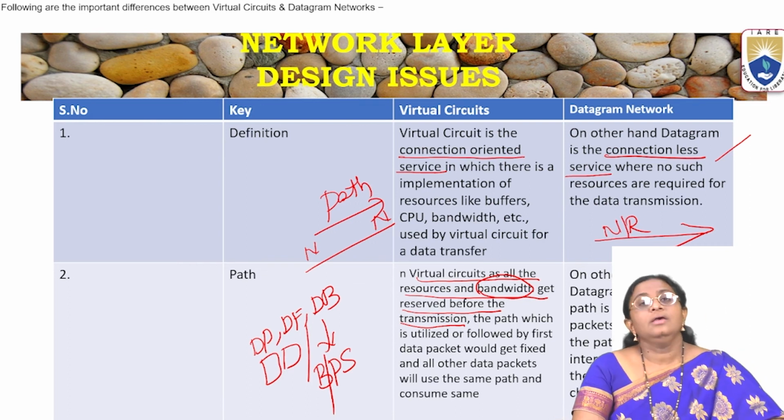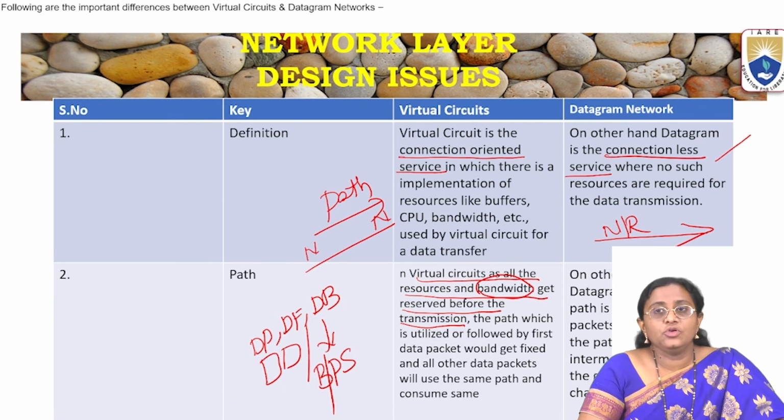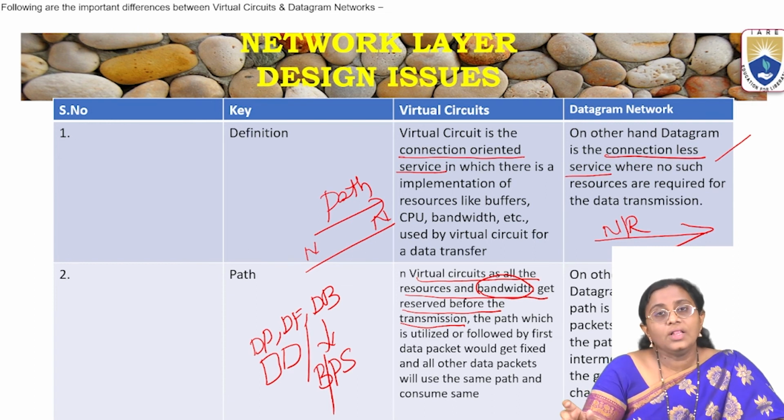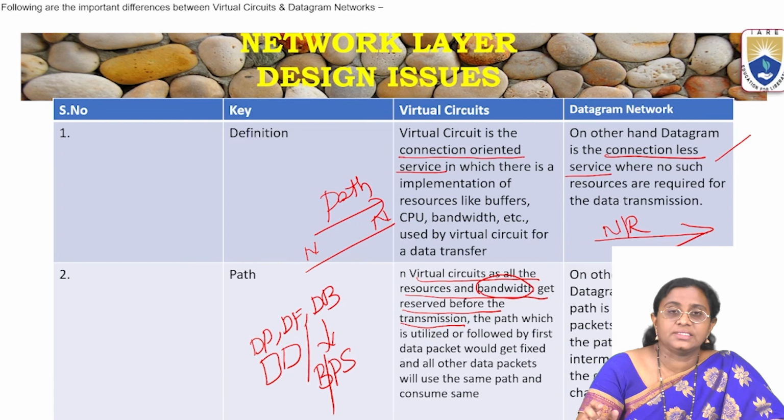So it gets reserved before the transmission, and the path which should be followed by the first data packet gets fixed, and all the other data packets can use the same path to reach their destination, consuming the same path in the same mode only.